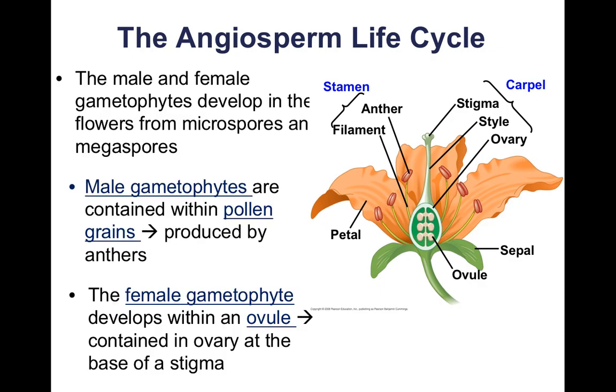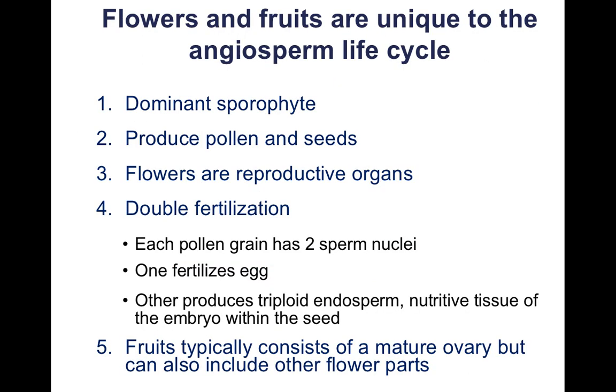Okay, so let's talk a little bit about the life cycle here. The male and the female gametophytes are going to develop in the flowers from microspores and megaspores. So just like the gymnosperms, the angiosperms are going to be heterosporous. The male gametophytes are contained within the pollen grains, so they are going to be produced here in the anthers. The female gametophyte is going to develop within the ovules contained within the ovary of the carpel. Okay, so that's where our gametophytic generation is going to exist.